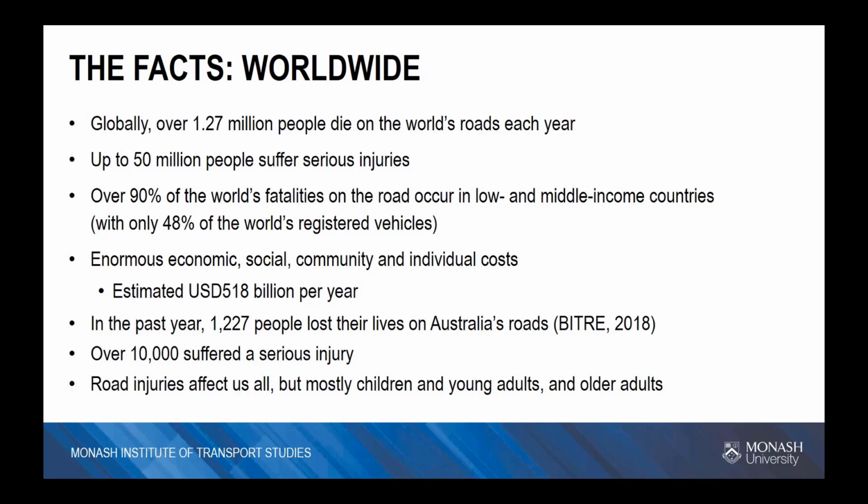When we consider Australia, for example, in 2017, there were 1,227 people who lost their lives on Australian roads, and over 10,000 people suffered a serious injury as a result of being involved in a collision. And road traffic injuries disproportionately impact children, young adults and older adults, and they're the number one cause of death for people aged between 15 and 29 years of age.